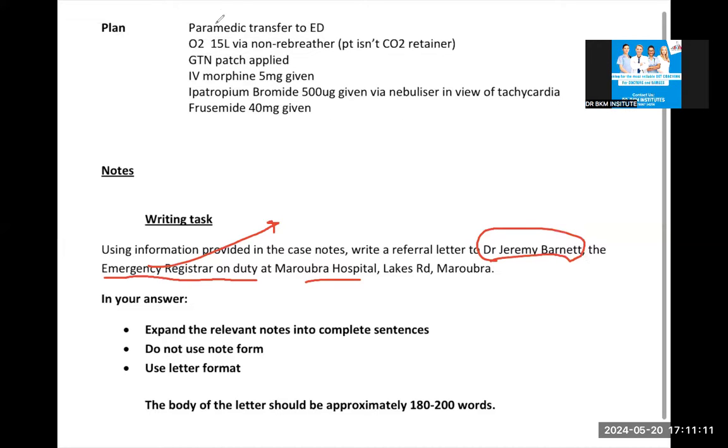So I will read the plan. The plan is a paramedic transfer to the emergency department. Oxygen 15 liters via non-rebreather, so maybe he is having some oxygen problem. GTN patch applied. Morphine, that means he is having some kind of pain. Ipratropium bromide is a kind of nebulizer, so he is having some breathing problems. Tachycardia, and furosemide. So we are giving some kind of drugs, and obviously the patient is in critical condition. Now I want to know what is happening to the patient.